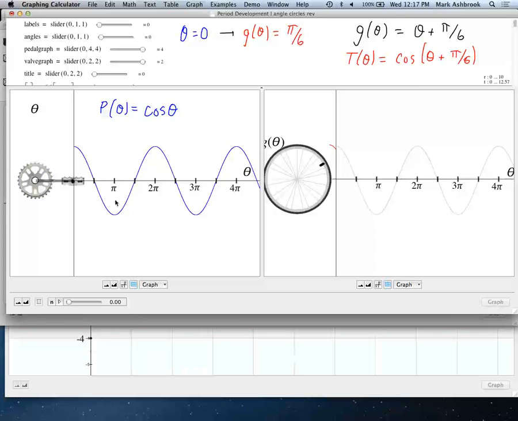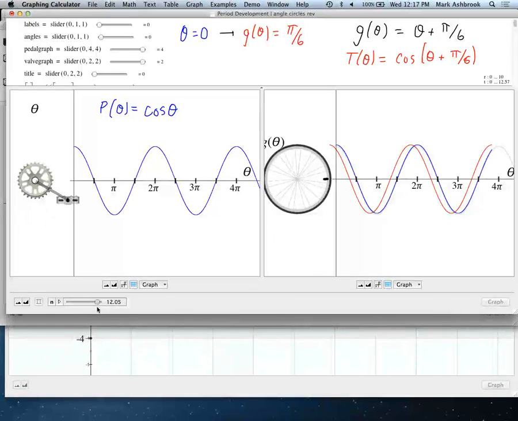And so where is its graph going to be compared to P of theta? It's before. It's coming before. It's ahead because its angle is greater. You see? Its angle is pi over 6 greater. It's ahead of the pedal. And so ahead, in terms of increasing theta, means to the left. You've got to see that red graph as coming before or ahead of cosine. And that is consistent with the angle being greater. The angle is greater, it's ahead of it, and on the graph, that means further to the left. It's going to start earlier.